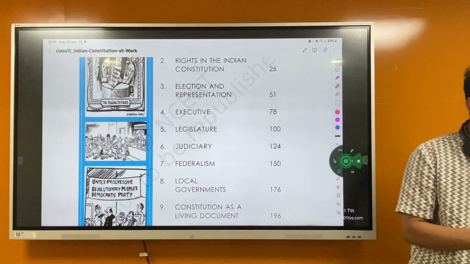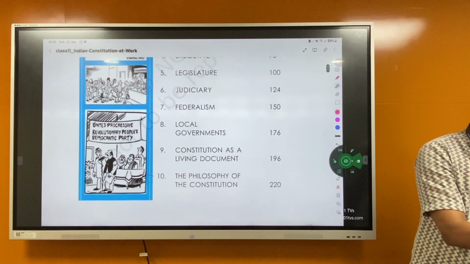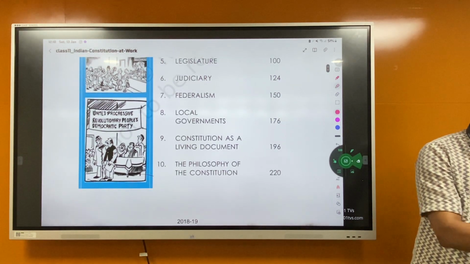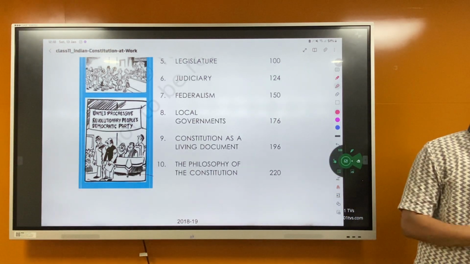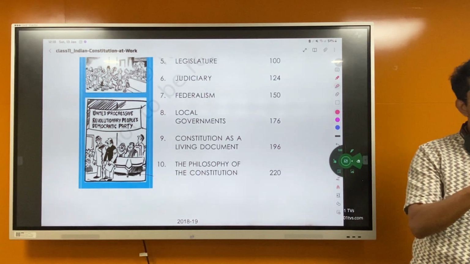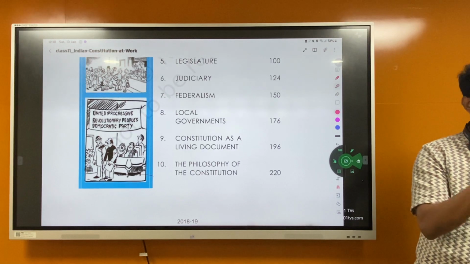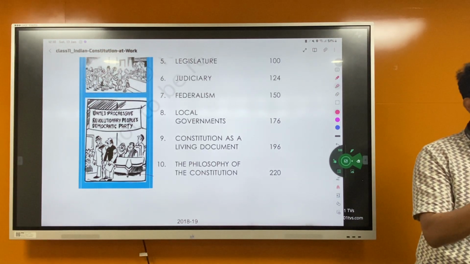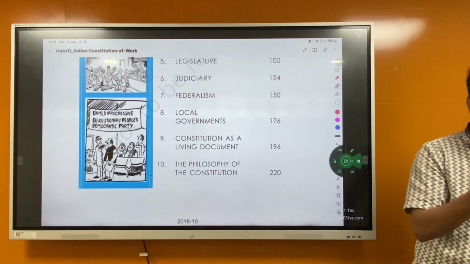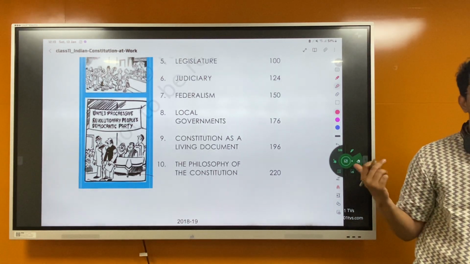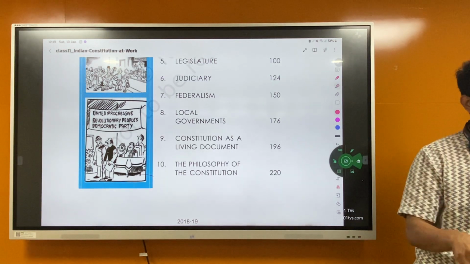Okay. Next, local government. See, again in federalism, after that chapter is only local government. Ninth, the Constitution as a living document. This talks about whether our constitution is rigid. Can we change our constitution? Is it flexible or is it rigid? Can we change it very easily, or is it very difficult like in the USA? We need to understand that it's a living document. It changes according to the time. We have made certain changes which were required in this time.